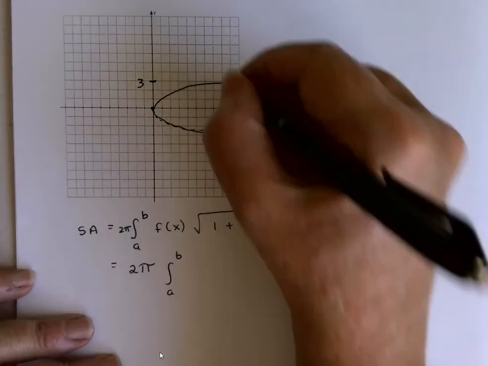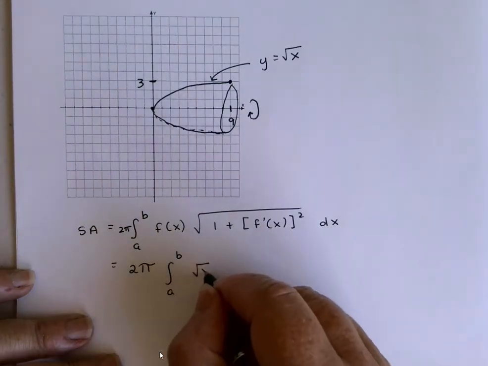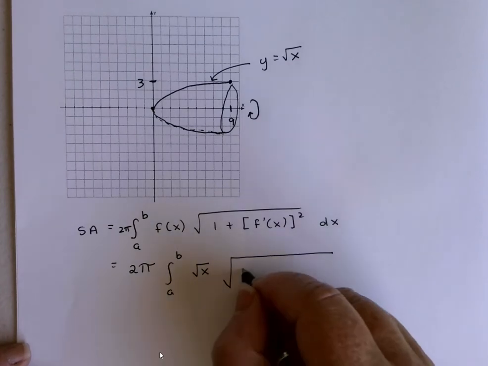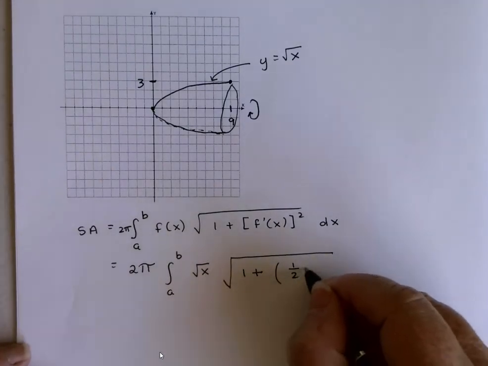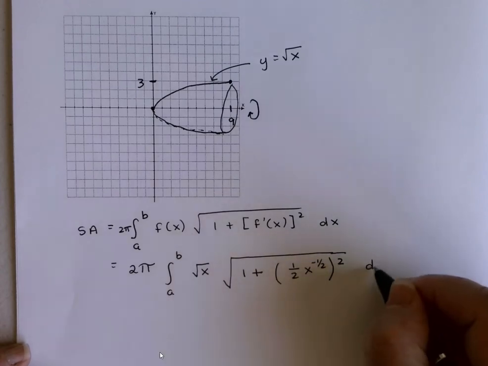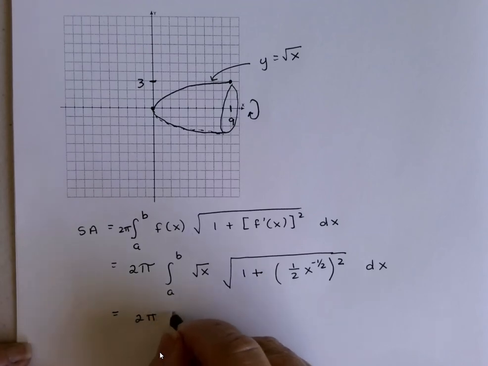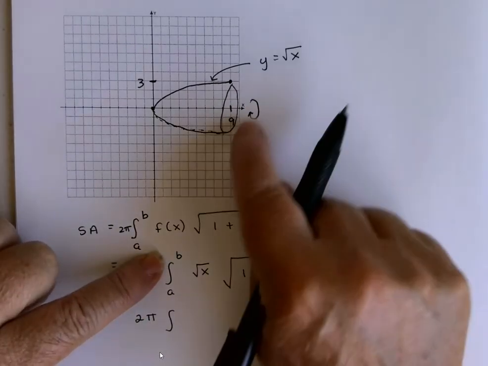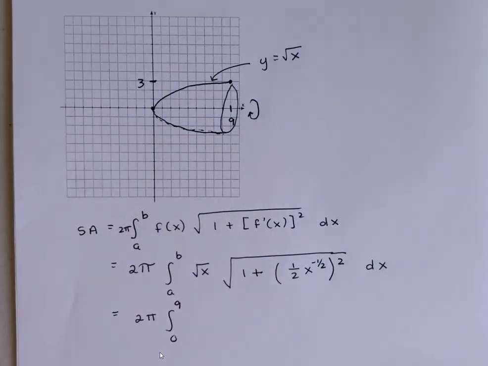So our function f of x here was y equals the square root of x. So I'll put that in for f of x. And then I also have the square root of 1 plus f prime, which would be 1/2 x to the negative 1/2, squared, dx. And I guess I didn't put in the a and the b, but I will now. We were specifically told we were going from 0 to 9. So let me plug those values in.